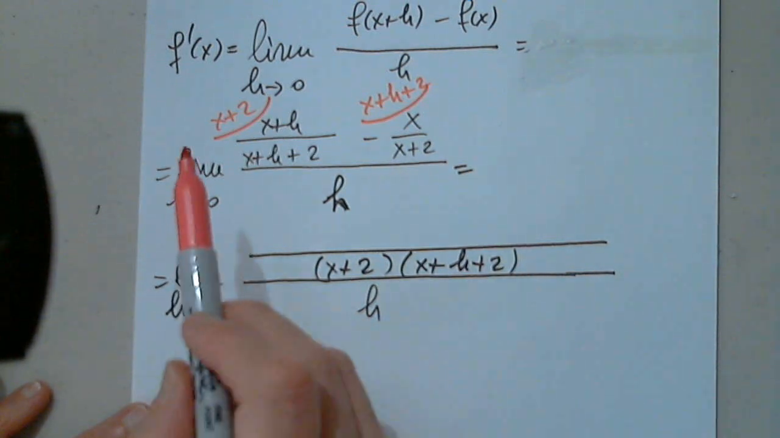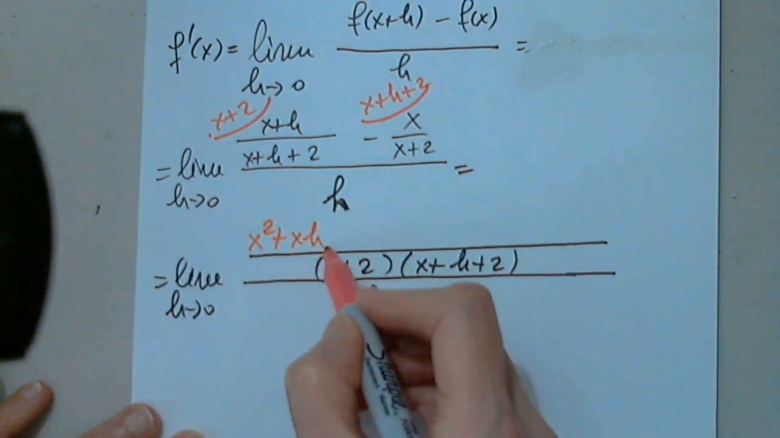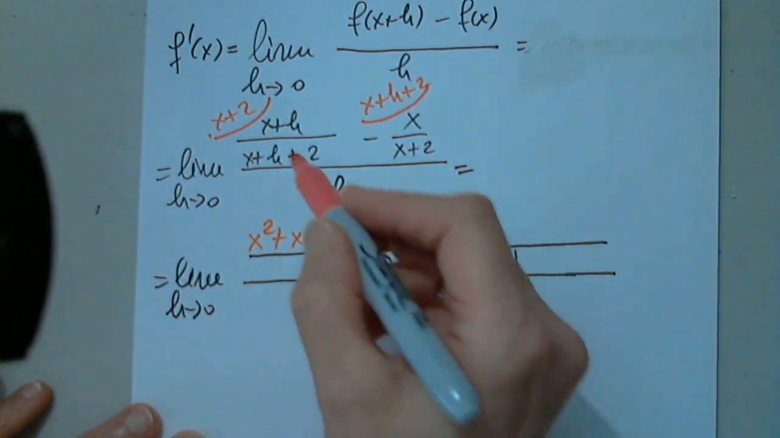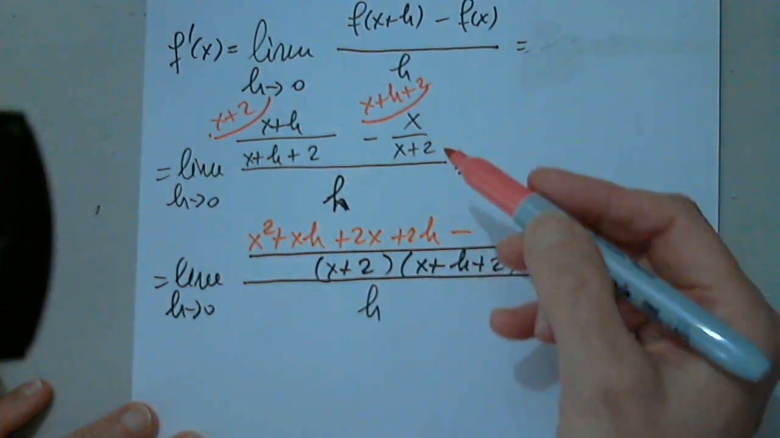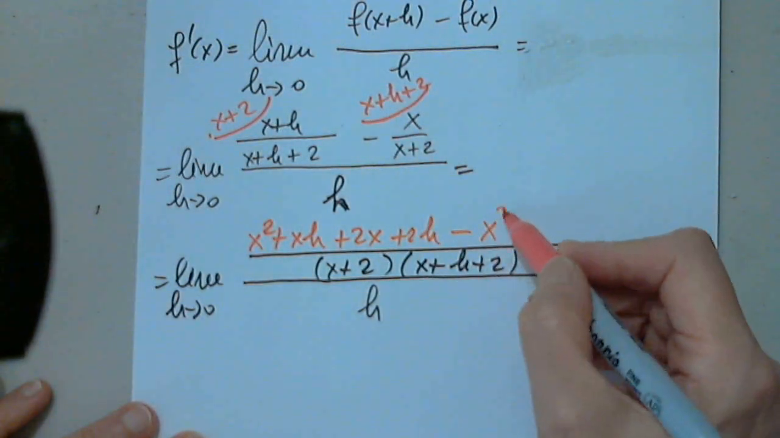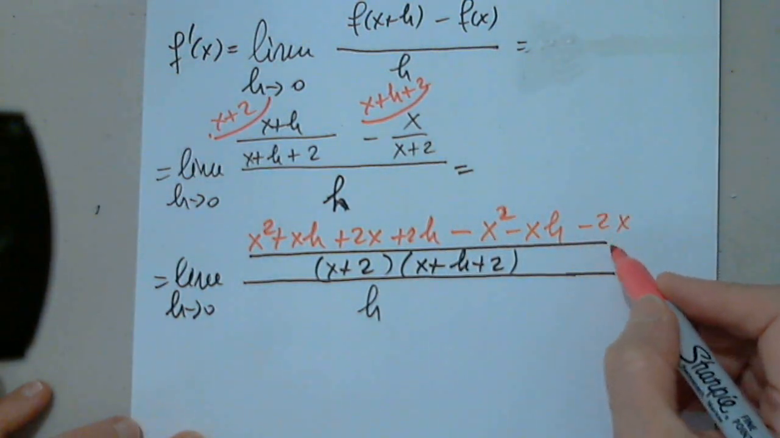Perfect. Good. So I have x times x, which is x squared. I have x times h, which is xh. I have 2 times x, and I have 2 times h. And then minus x times x, and then minus x times h, and then minus x times 2.